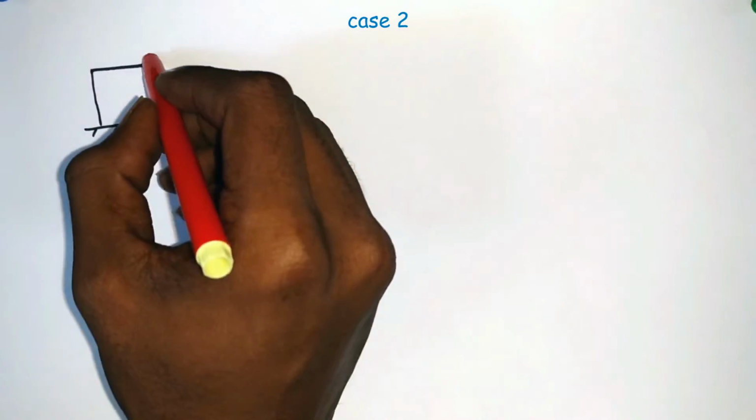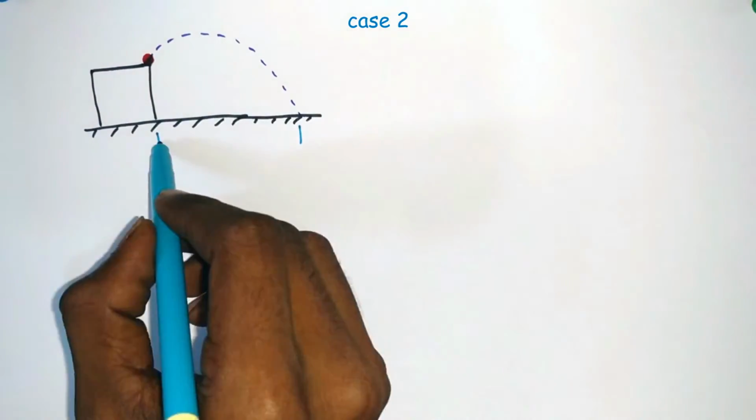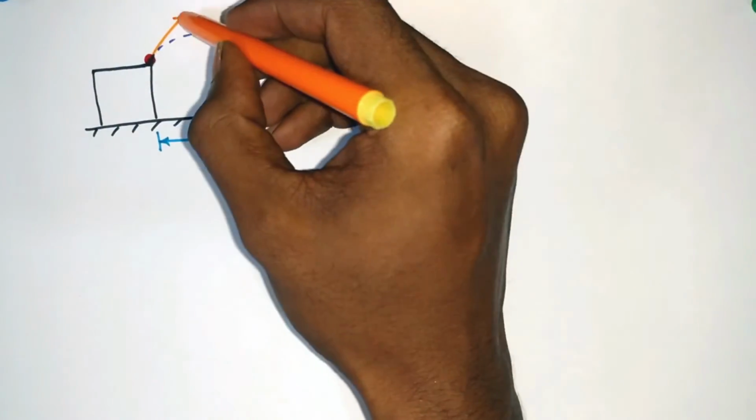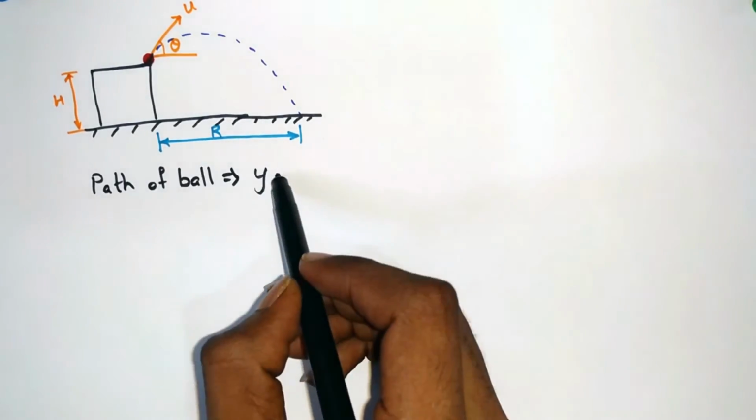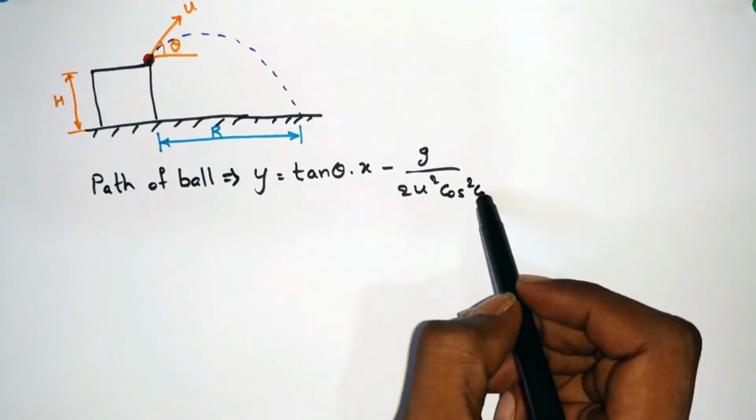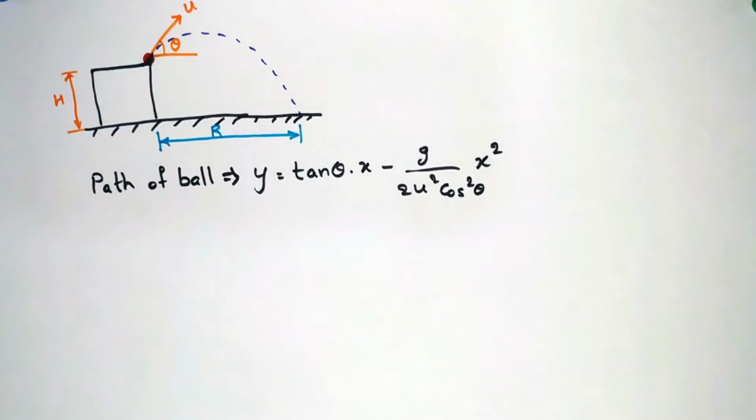Now we'll use the same technique to find the range of the projectile, which is thrown from the top of the building with the initial velocity u at an angle theta. Let the height of the building be h. So if the initial position of the ball is taken as the origin and x-axis along the ground, then the equation of the path is given by y equal to tan theta x minus g by 2 u square cos square theta into x square.